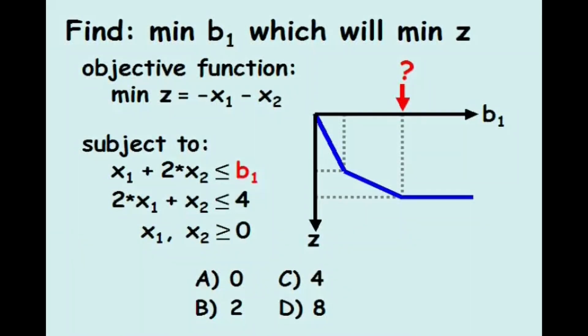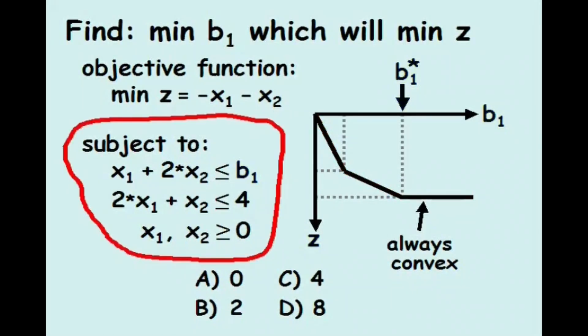Find the minimum value of B1, which will minimize the value of Z. In this problem, the value of Z decreases as B1 increases until a certain value of B1, which we'll call B1 star. Calculating the objective function value as the quantities on the right-hand side of the constraints vary is a sensitivity analysis technique used in many linear programming applications called right-hand side ranging.